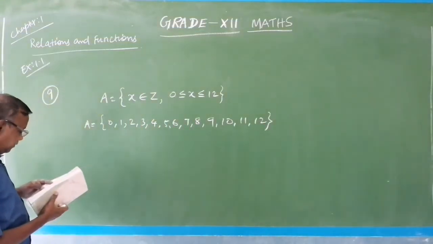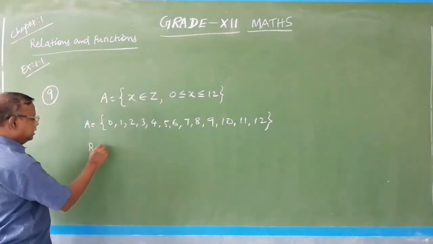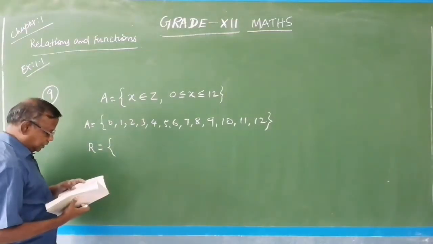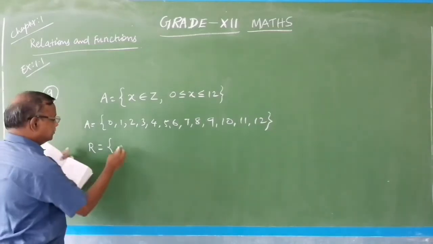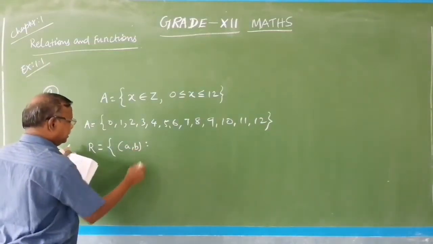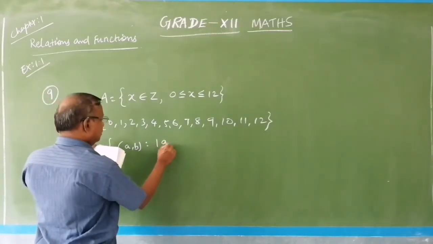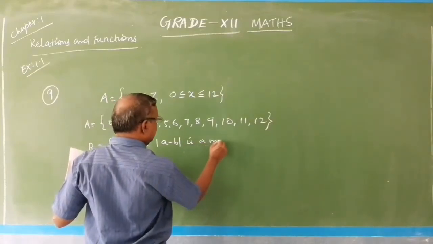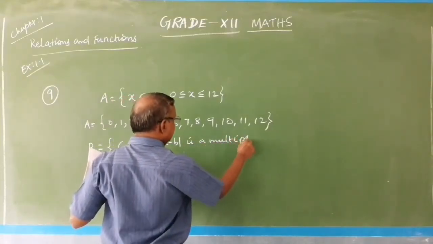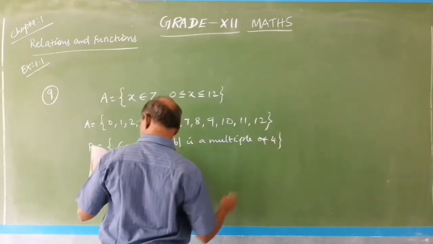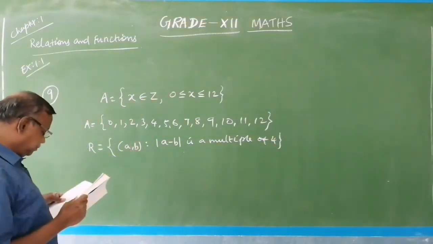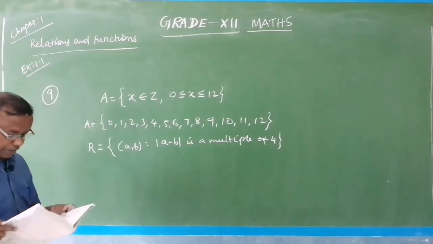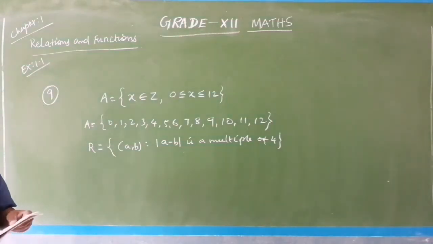Now the relation defined as R is a set, that is A comma B such that modulus of A minus B is a multiple of 4, is an equivalence relation. Find all the elements related to one in each case.